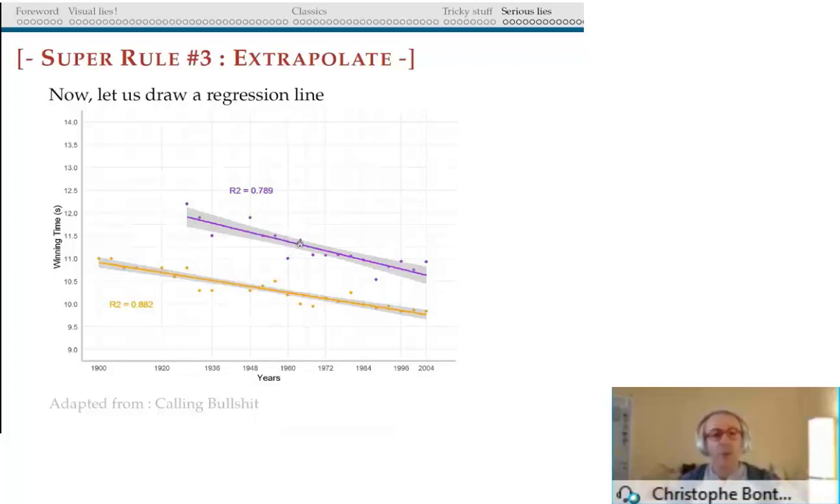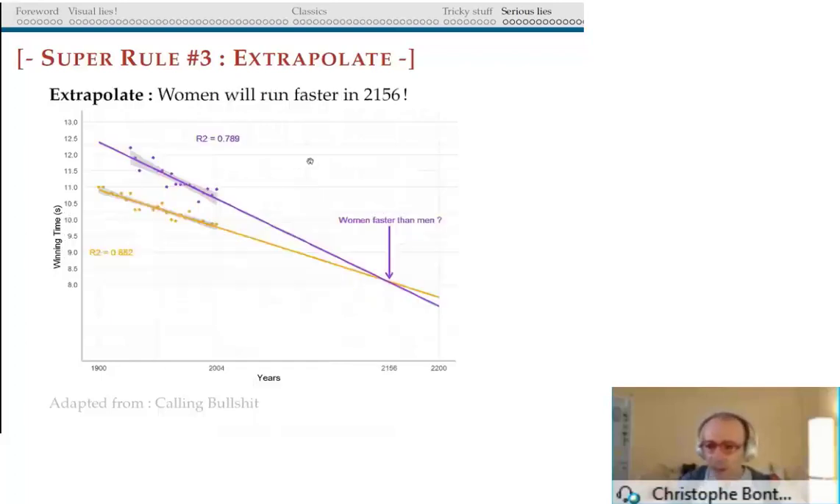And so here comes the real super trick: why don't we extrapolate this regression and decide when women will run faster than men, in 2156, I mean, more than 1 century from here. And we say, oh, come on, nobody will ever say that. I mean, we cannot extrapolate so far with so few data. And no, nobody will publish this, nobody.